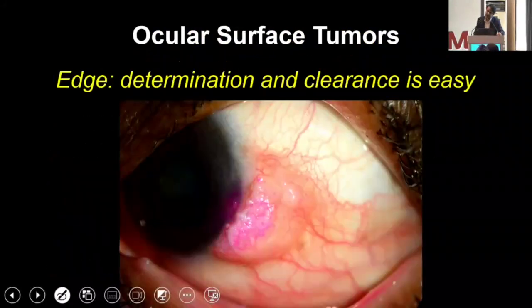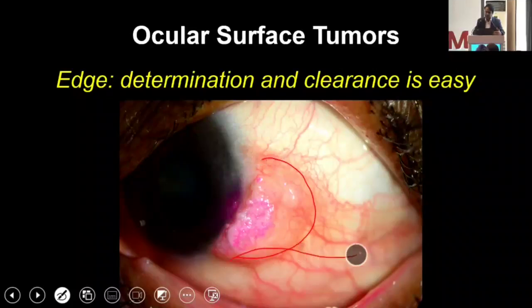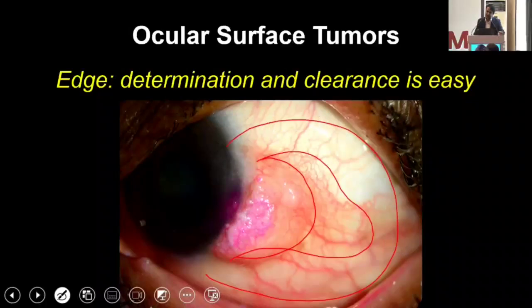Now, edge determination is very easy. It is actually upfront. Whenever you look at the tumor, what is seen is this, but beyond that, there is thickened conjunctiva that often stains. And beyond that, you go about 4 millimeter clinically clear margin. So your edge clearance is pretty easy. On the corneal side, use absolute alcohol to do corneal keratoepitheliectomy. So even here, the edge clearance is fairly achievable.